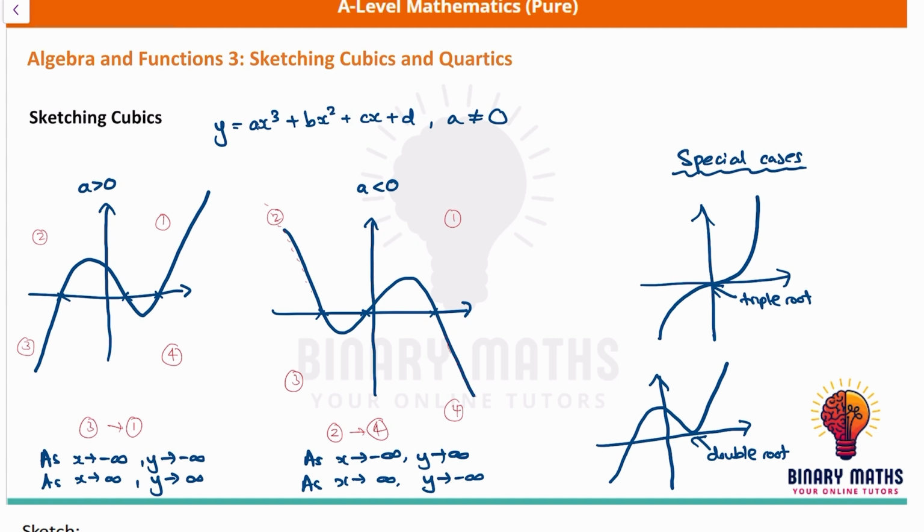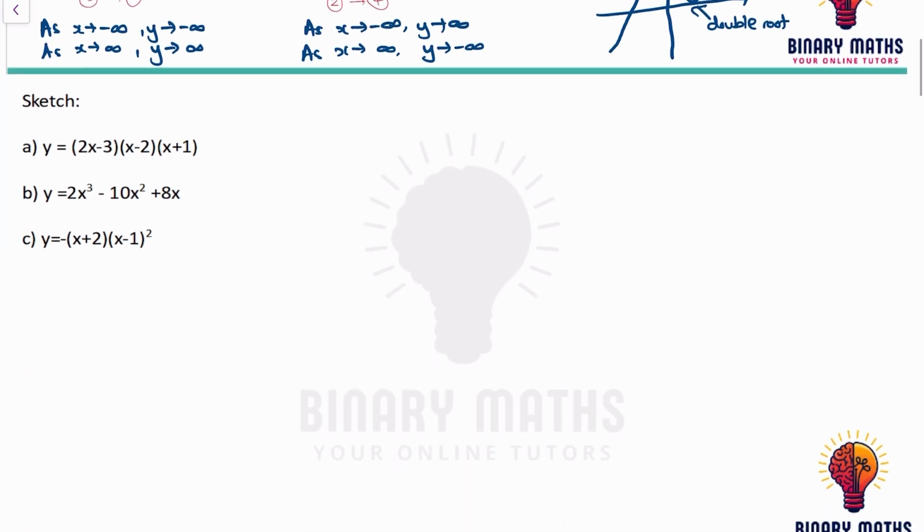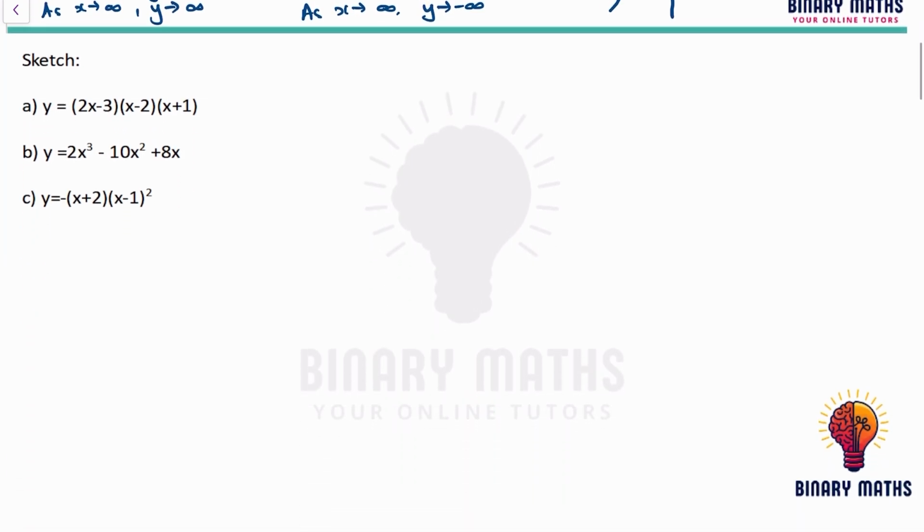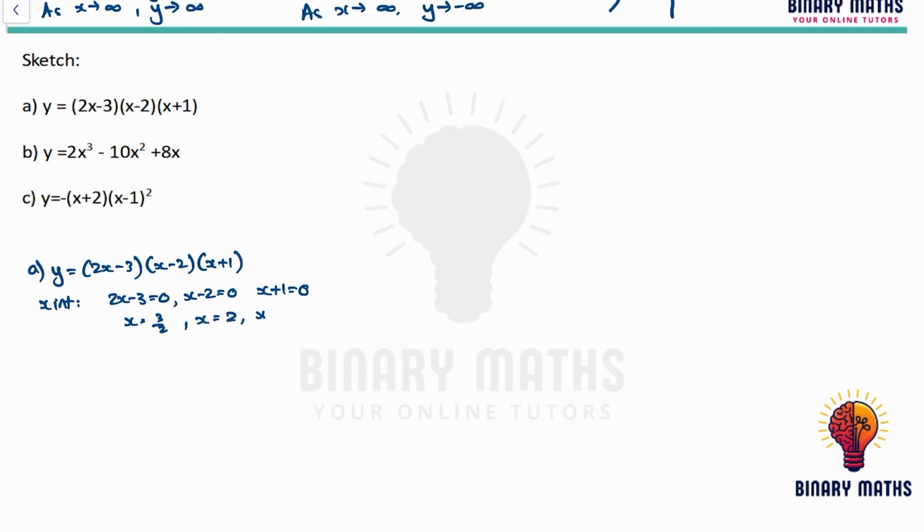Okay, let's look at a few examples of sketching cubics now. Okay, A. So y is equal to 2x minus 3 times x minus 2 times x plus 1. Then straight away, the x-intercepts are when 2x minus 3 equals 0, when x minus 2 equals 0, and when x plus 1 equals 0, which means x must be equal to 3 over 2, x must be equal to 2, and x must be equal to negative 1.